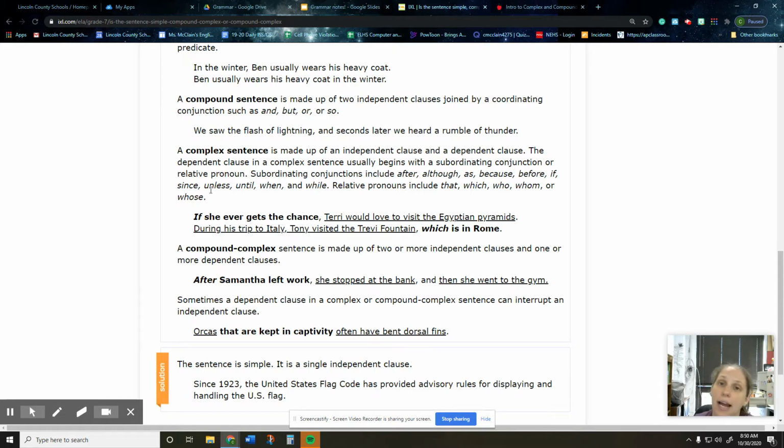So remember, this deals with whether it has a subject and a verb, right? Does it have a subject and a predicate? She is my subject, gets is my verb. Same here: Tony's my subject, visited is what he did. Which is a subject because it's a relative pronoun, is is my verb, so that'd be my predicate. So we know that both of these are clauses because they include a subject and a predicate. This is a phrase because it only includes a subject.